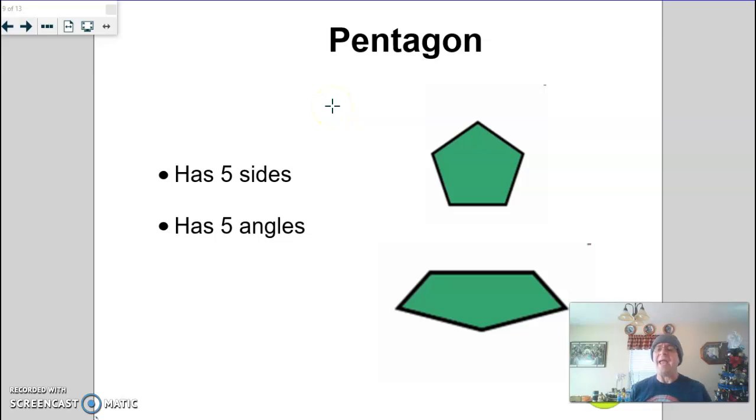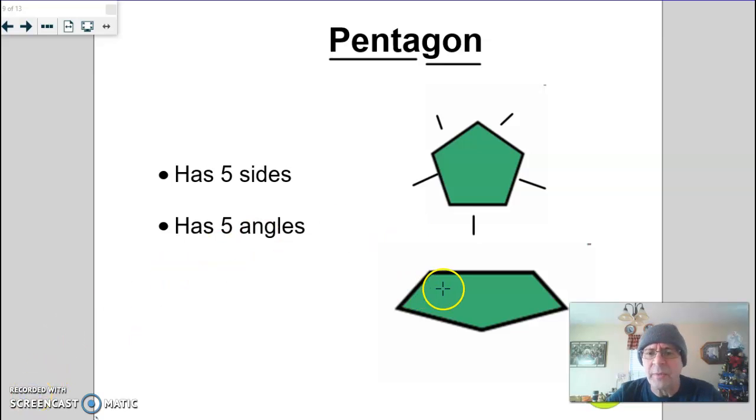We've also got a pentagon. Penta means 5. So the pentagon means a polygon with 5 sides. So if you would count them, 1, 2, 3, 4, 5. Or they also have 5 angles. 1, 2, 3, 4, 5. And you can think of angles as corners.